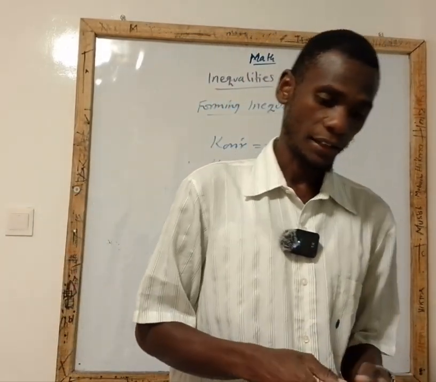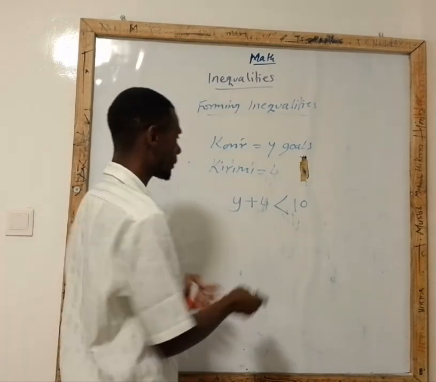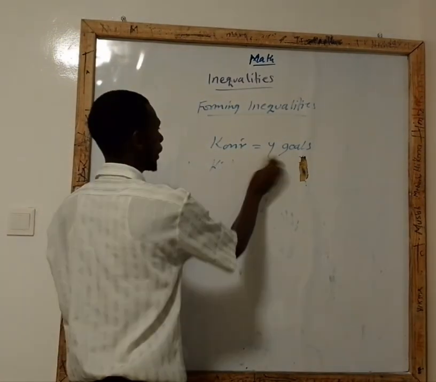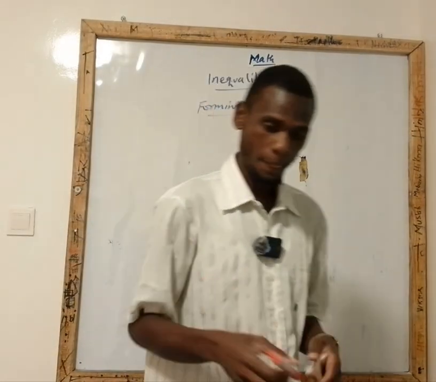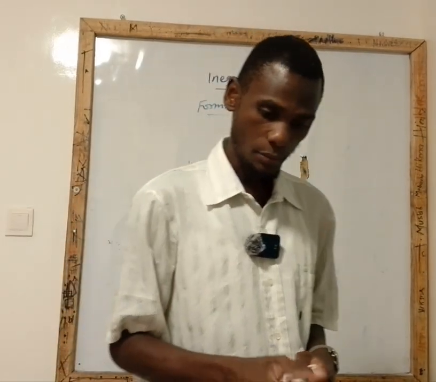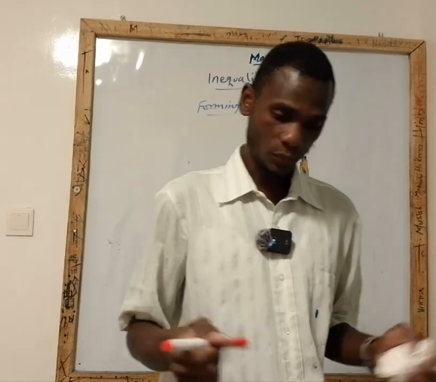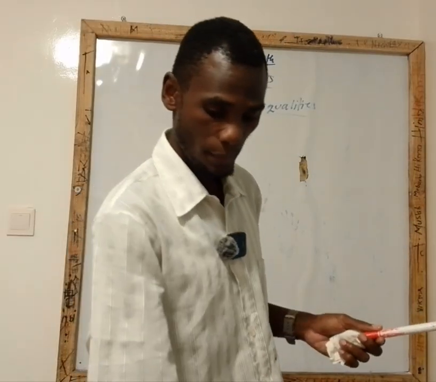And that is how, by doing this, you have formed an inequality. Let me get another example. I will just read because I can see my pen is running out of ink. Then we just write the numbers.